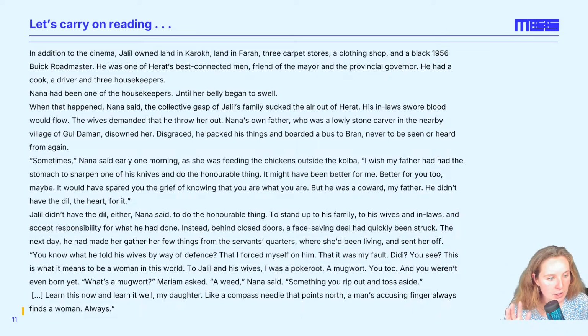So let's carry on reading. And again, just pull out what stands out to you in the text. Here's a slightly longer extract.